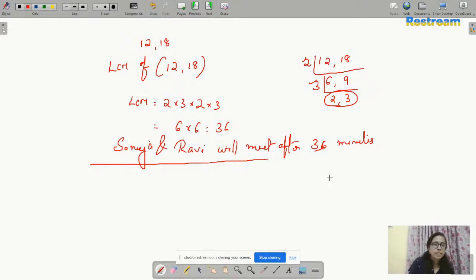One circular path is there, and one is reaching the destination in 12 minutes. Another one is reaching the same destination in 18 minutes. That means Ravi reaches in 12 minutes and Sonia reaches in 18 minutes. Okay, this is Sonia. Sonia reaches in 18 minutes.